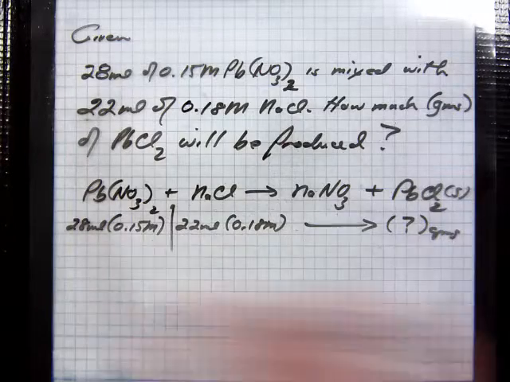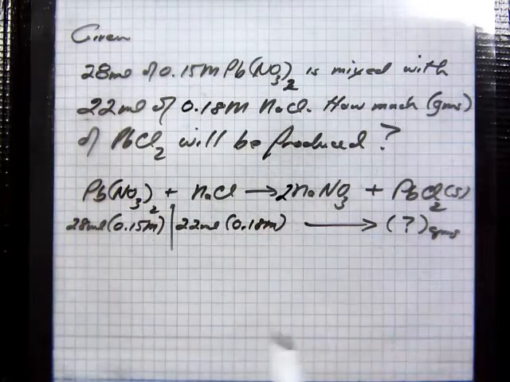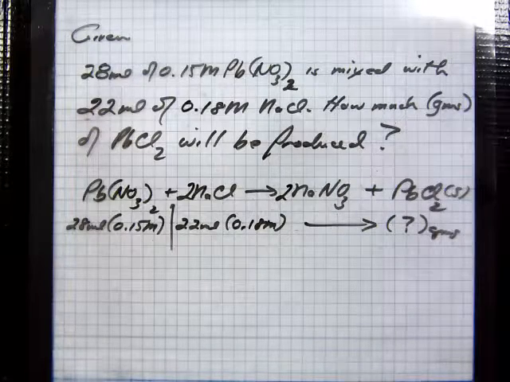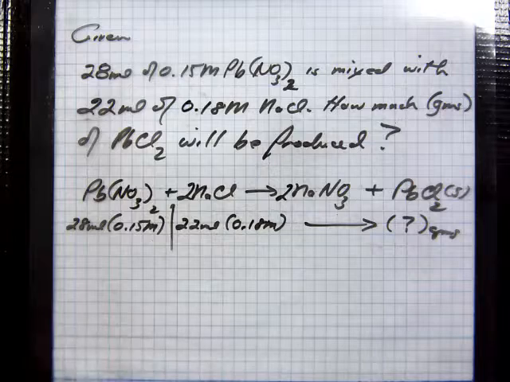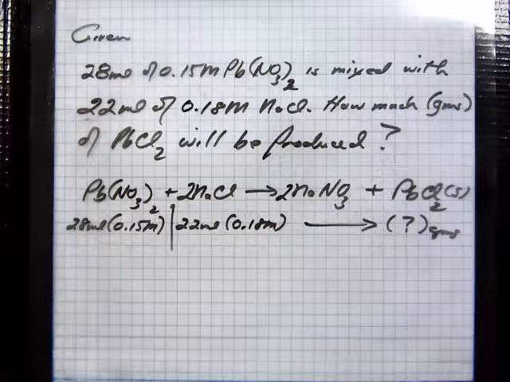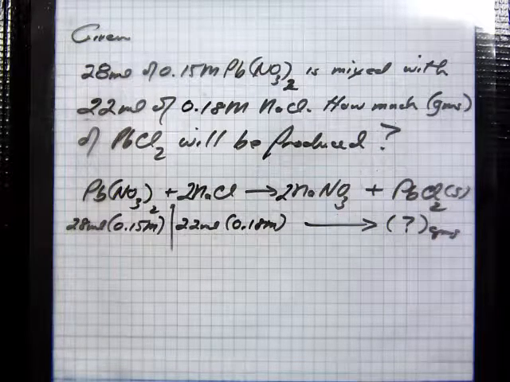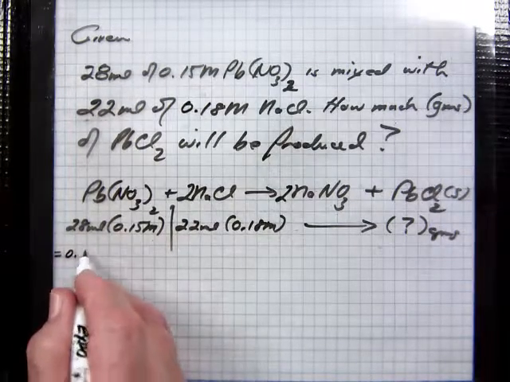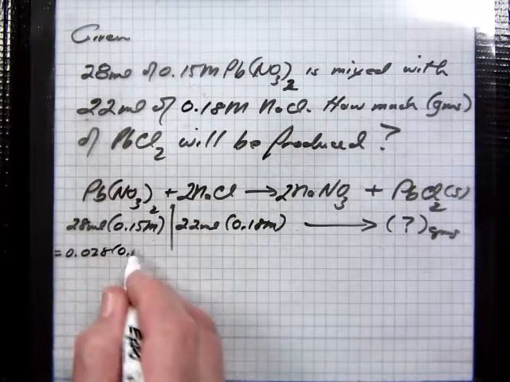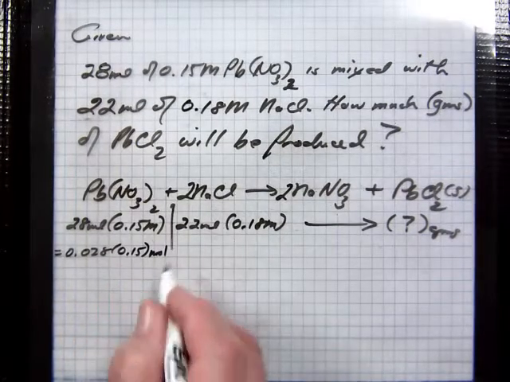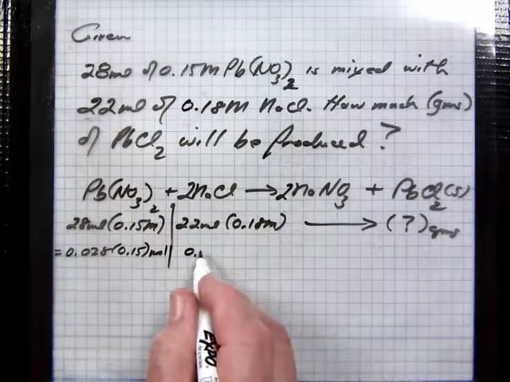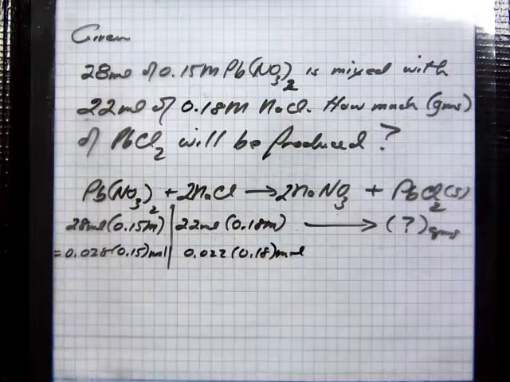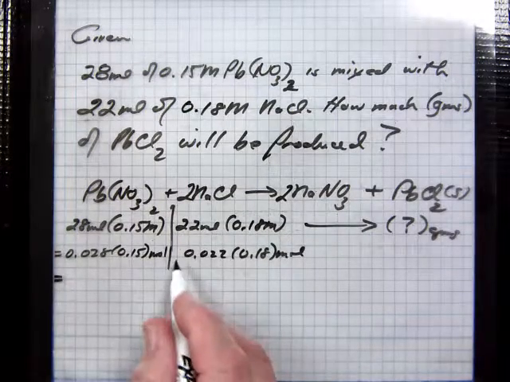Now we hadn't balanced the equation yet, I'm sorry. I mean, a 2 there and a 2 there. So we got to find a limiting reagent and all that kind of stuff, right? Divide by coefficients and what have you, as I taught you today. So in this one, it's 0.028 times 0.15 mole. Here it's 0.022 times 0.18 mole of the sodium chloride. And so molarity times volume.